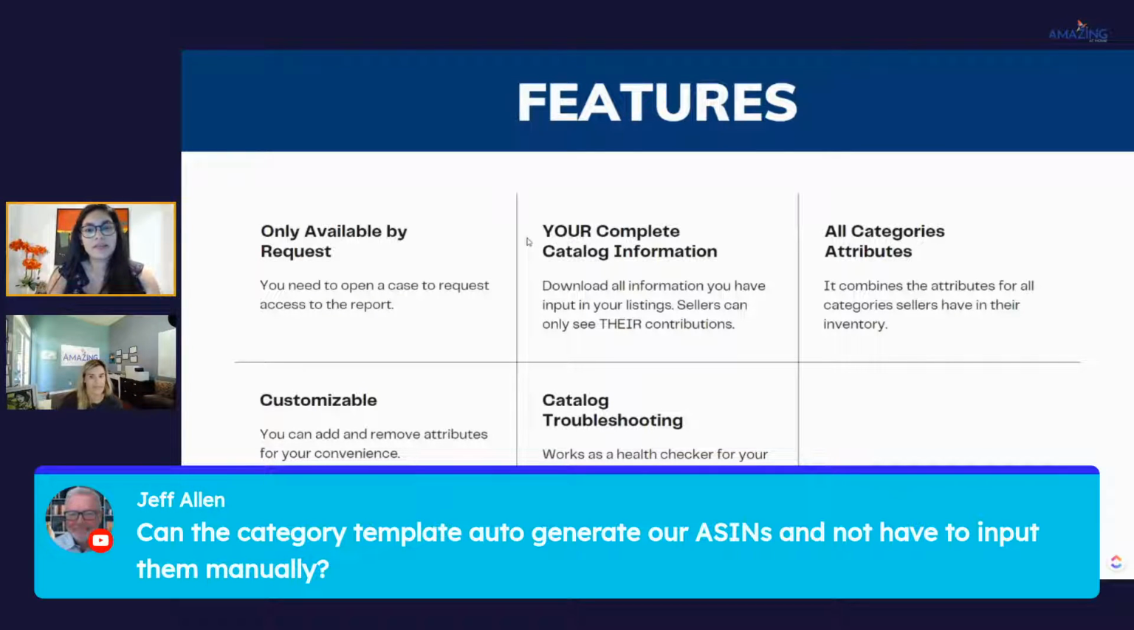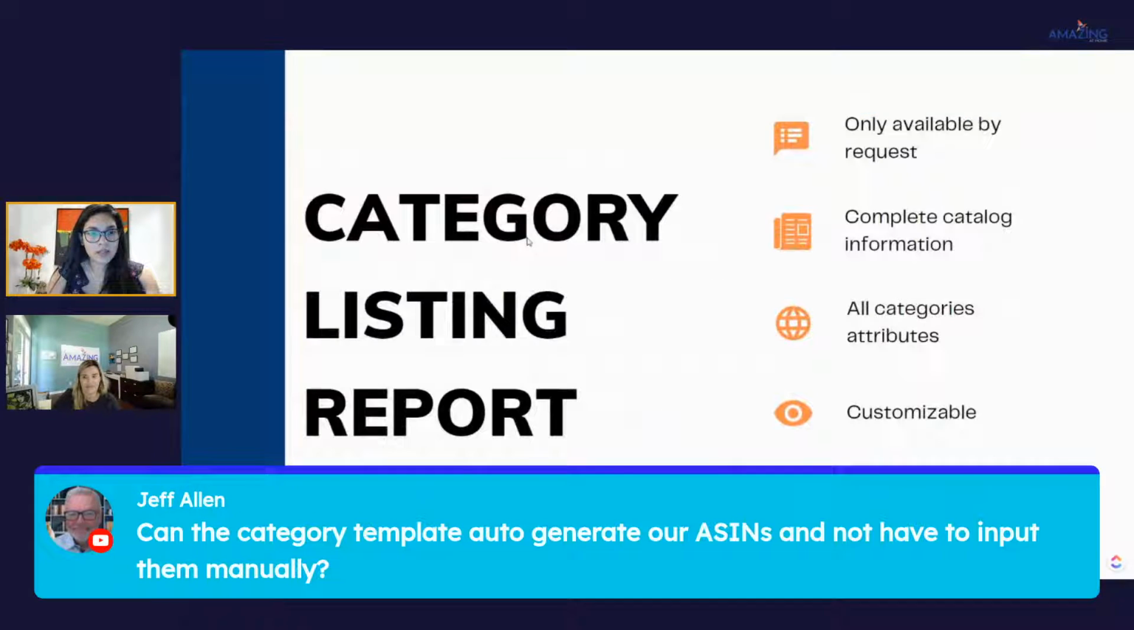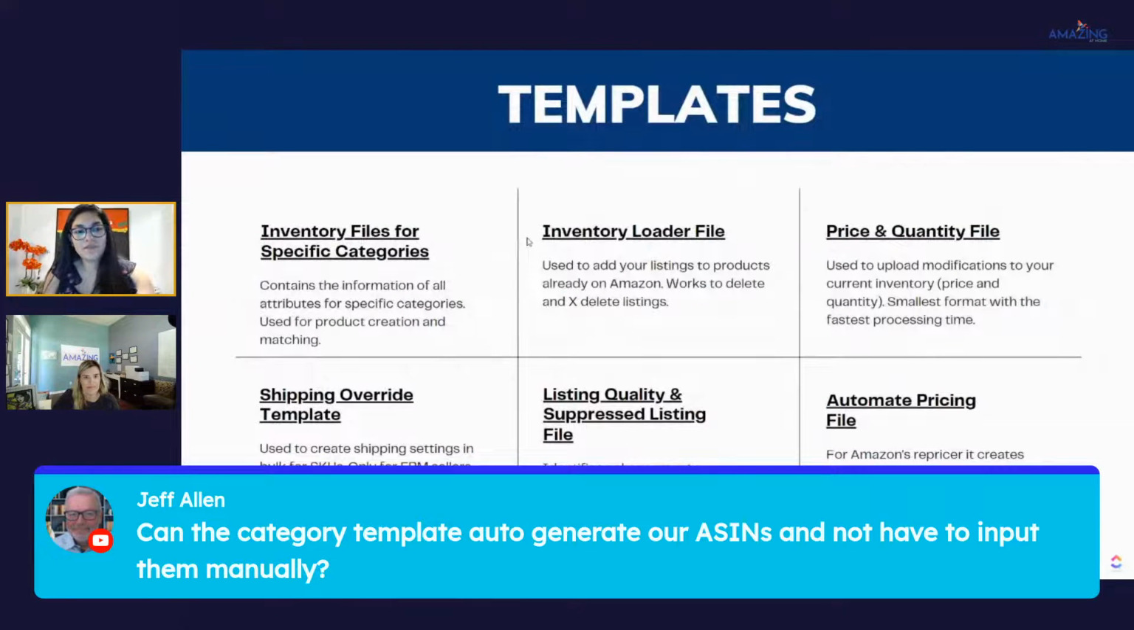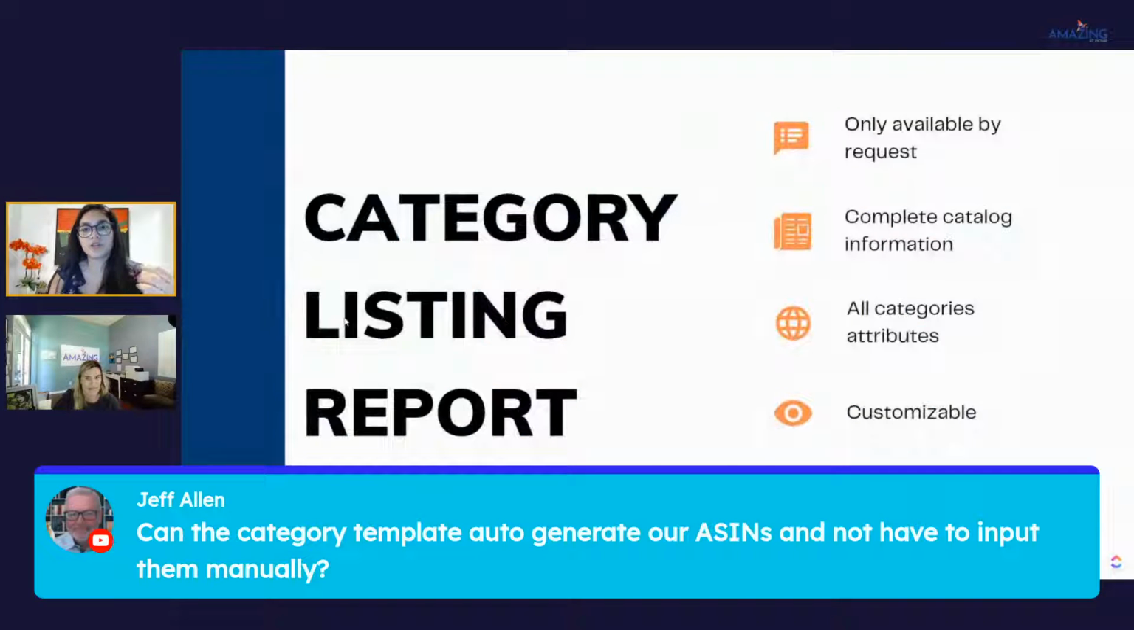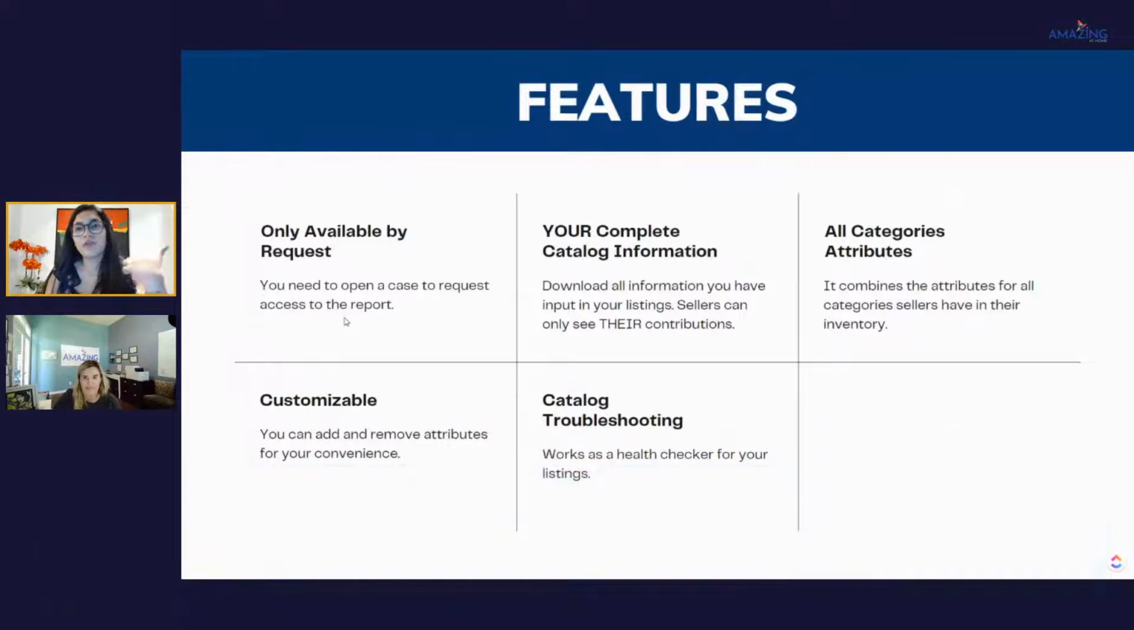Exactly. And that's the difference between the category listing report and this one, which is the inventory files for specific categories. When we download the inventory file for specific categories, we have an empty template that doesn't have information filled in beforehand. So yes, that's a way to do it. But just remember, when you download this report, it will only have the information that you have contributed.